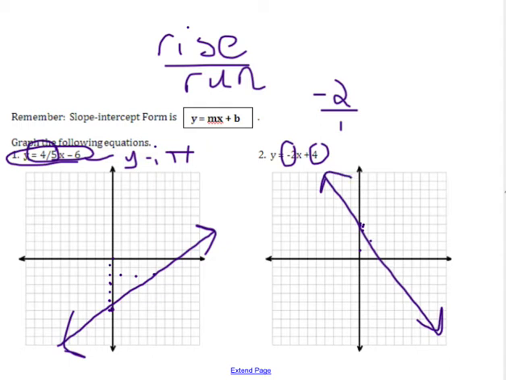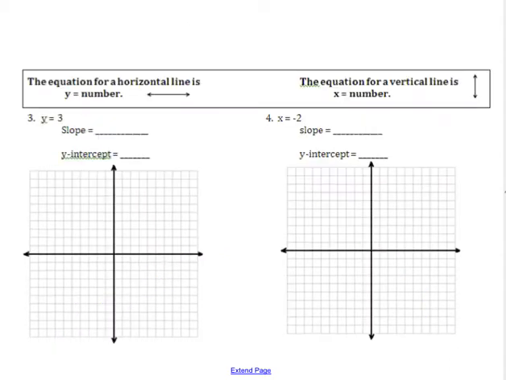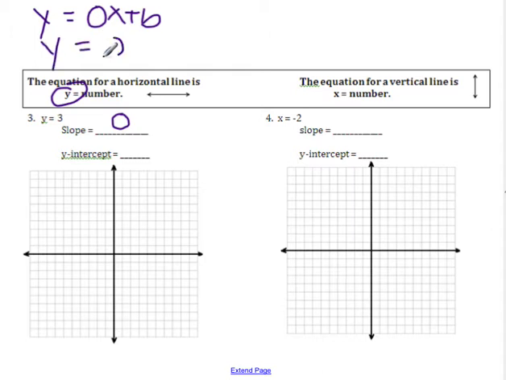Let's take a look at this next part. The equation for a horizontal line is always y equals. The slope of a horizontal line is always 0. So if you have something like y is equal to 0x plus b, that 0x is going to cancel, so you end up with y is equal to b. That's what we're going to have here.